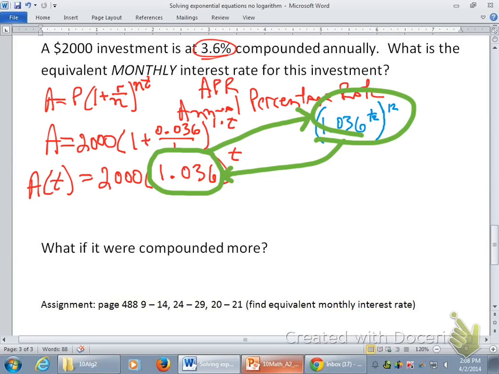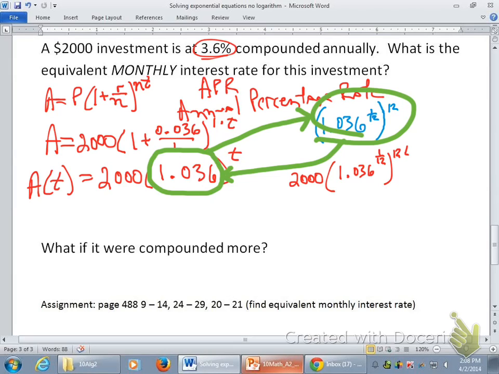It looks like... I'm going to run out of space, I think, over here. So I'm going to kind of go off to the side. It's going to look like 2,000 times, instead of saying 1.036, I'm now going to say 1.036 to the 1/12th power raised to the 12th power, and then all of that's raised to the t power. Right? Now, I'm getting ready to get rid of it, though, because what is 12? If I have a power to power here, can I just put those together and say that's a 12t? Okay, so that's why I didn't bother.